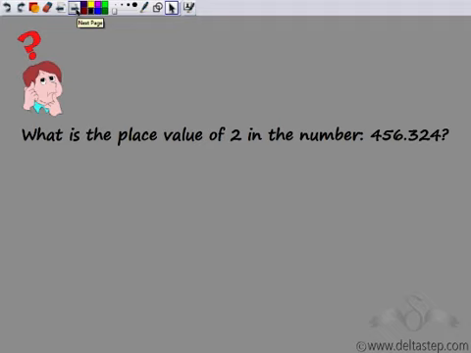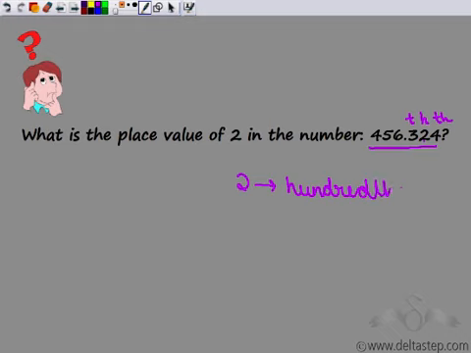So now can you tell me the place value of 2 in this number? So this is the number here. Place value of 2. We know this is the decimal point. So immediately right next to the decimal point I have tenths, this is hundredths, this is thousandths. So 2 is in the hundreds column. So place value of 2 is hundreds. So this is how you can find the place value of a number.